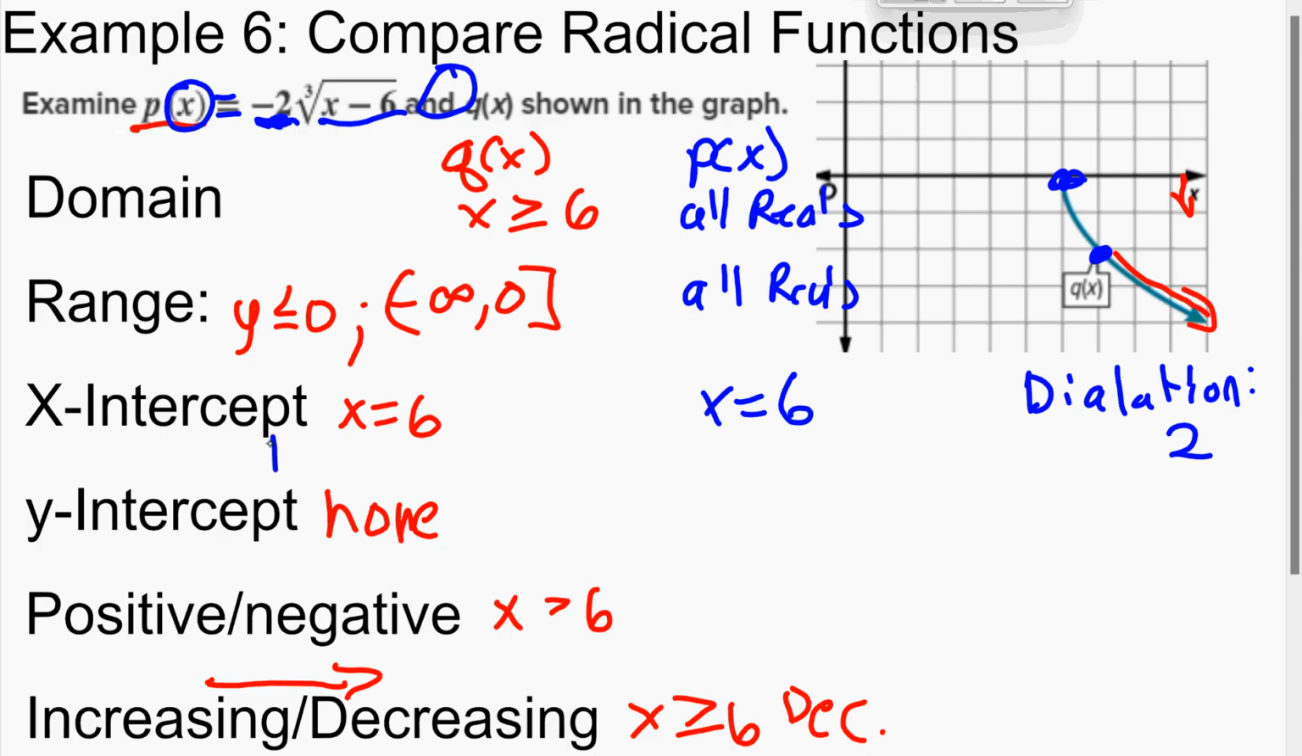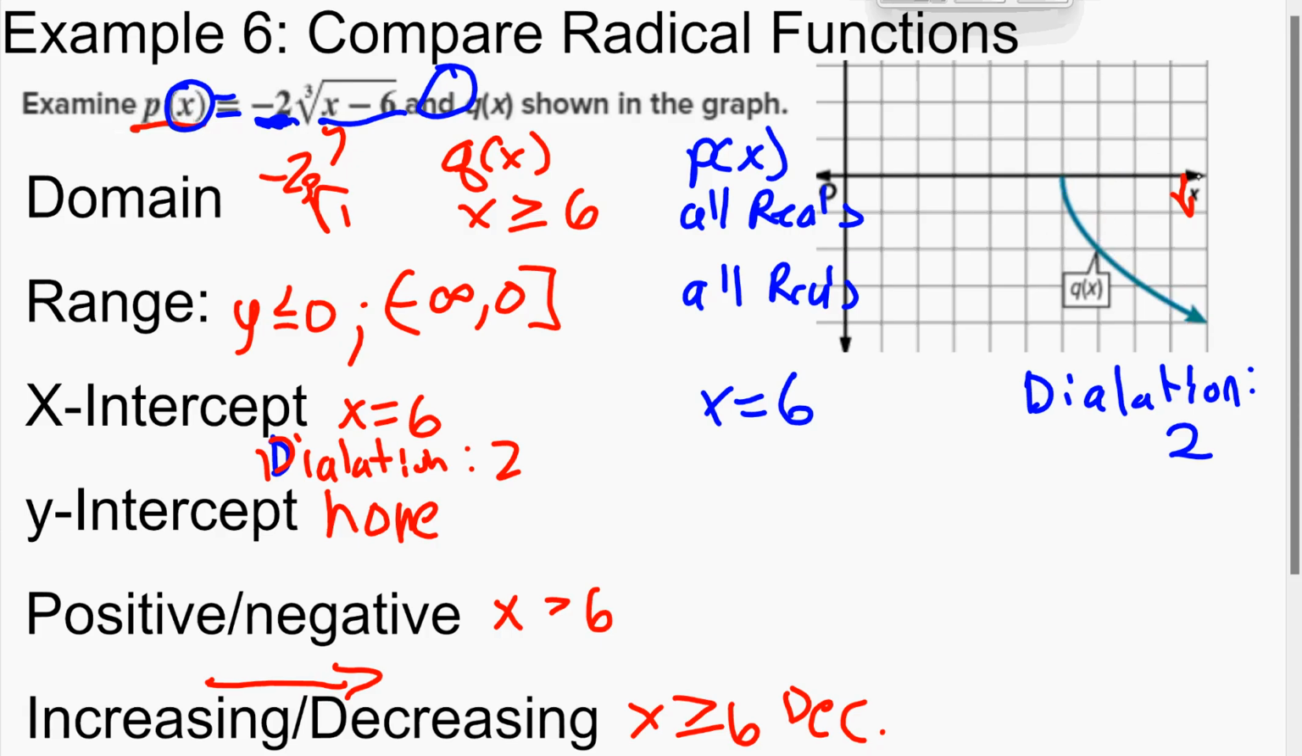So actually this one has a dilation of 2 as well. And that's when you just go over 1 and down 2, which basically means I'm just plugging in 7 into my equation. 7, I'd get the cube root of 1. Cube root of 1 is 1. 1 times negative 2 is negative 2. So I get this point over 7 down negative 2.